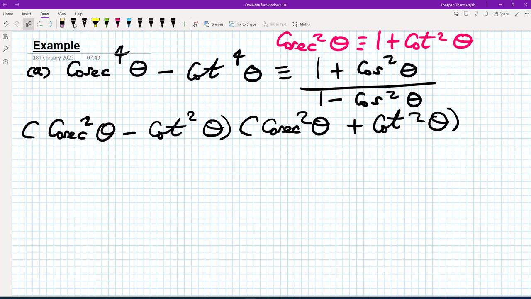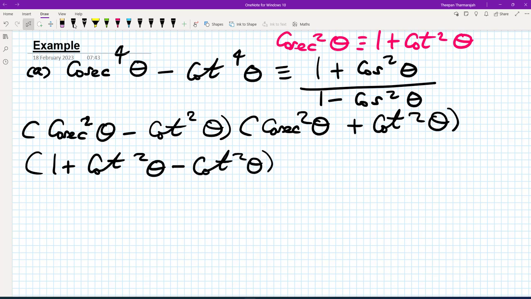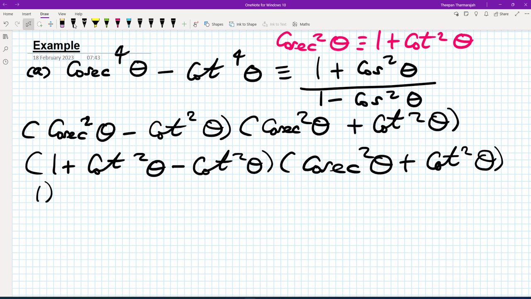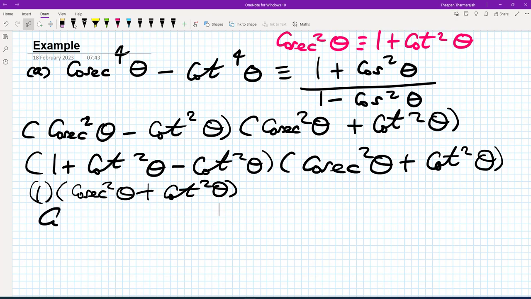So we get 1 plus cot squared theta minus cot squared theta times cosec squared theta plus cot squared theta. So we get 1 times cosec squared theta plus cot squared theta, which is cosec squared theta plus cot squared theta.